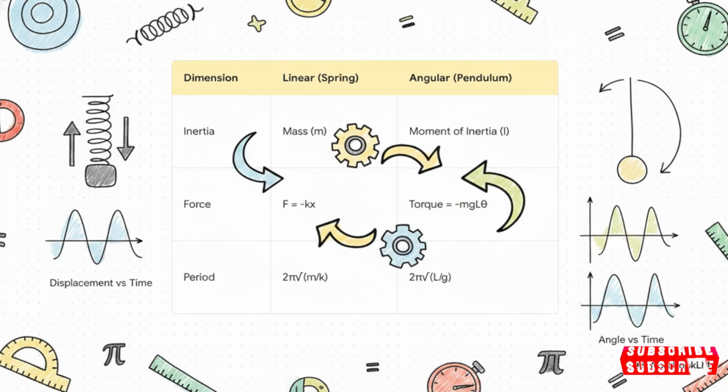Even the period equation is a mirror image. For a spring, it's 2 pi times the square root of mass over the spring constant k. For a pendulum, it's 2 pi times the square root of length over gravity. If you memorize this symmetry, you effectively cut your studying time in half, for sure.